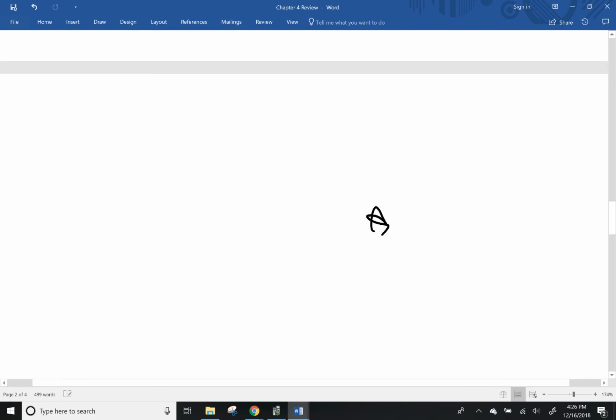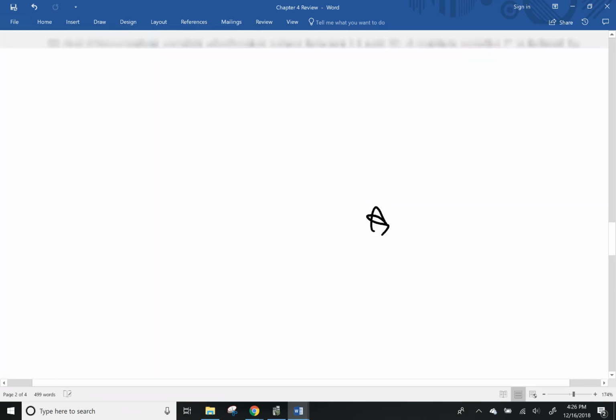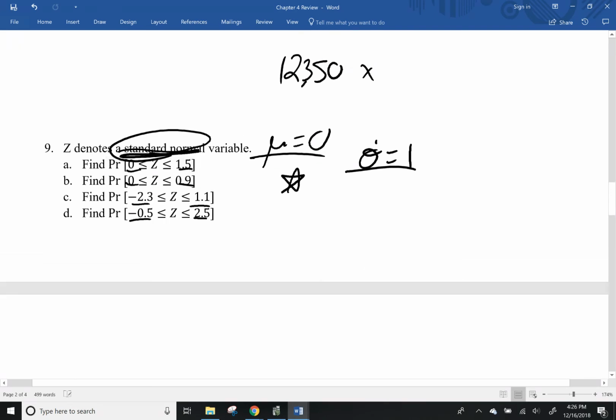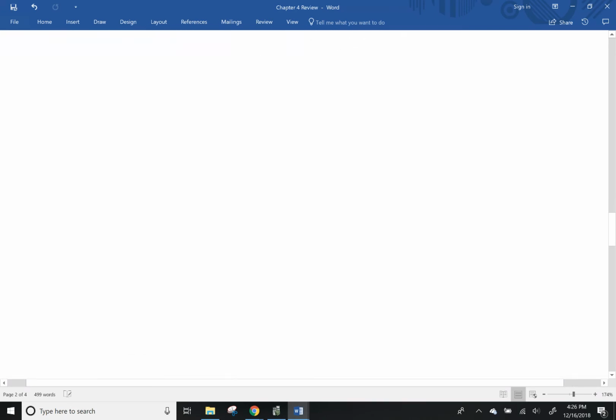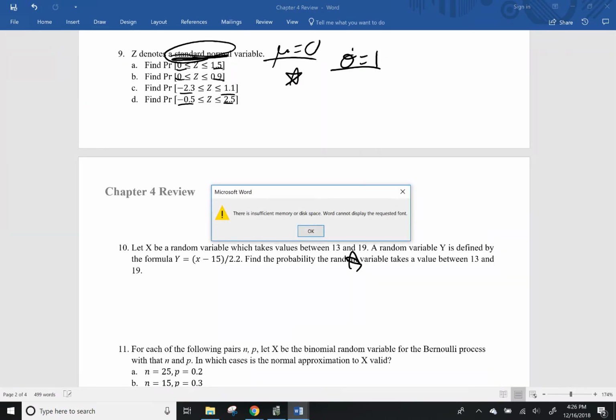All right. I'm going to have to probably close this and open it back up. So give me a second. Oh, insufficient memory or disk space. No one cares.